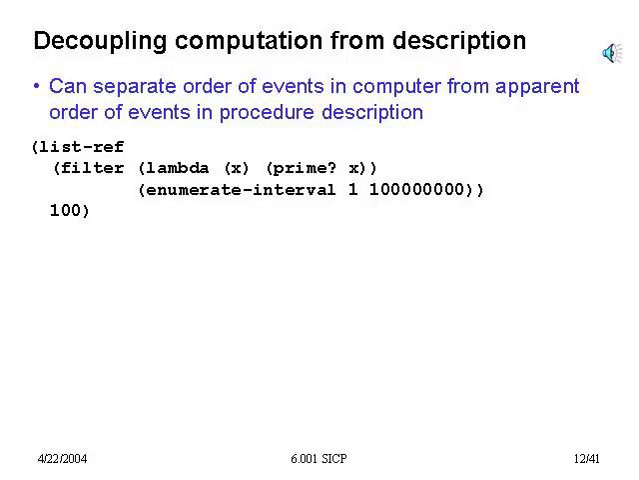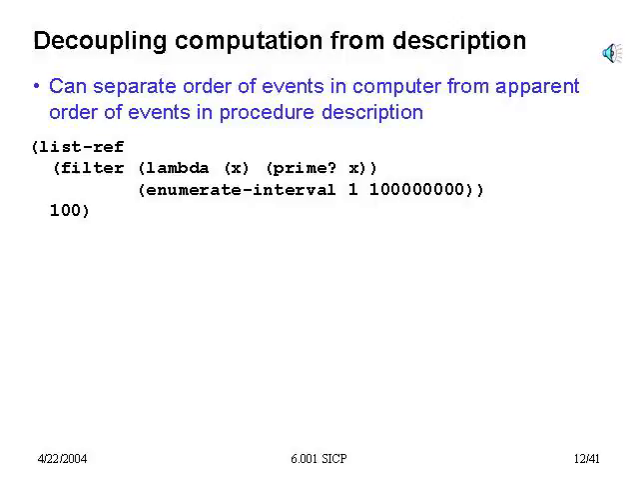I could use enumerate interval, which we saw several lectures ago, to generate a list of all the integers from 1 to 100 million or whatever. I could then filter that list using something that checked for primes. There's a version of it in the textbook. I don't really care what it does. I simply want to think about the idea of filtering that out. And then I could go in and find the 100th element in that list.